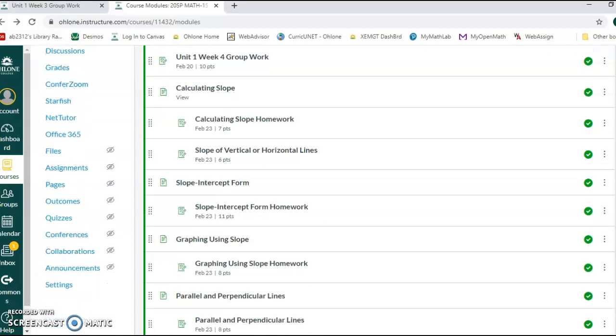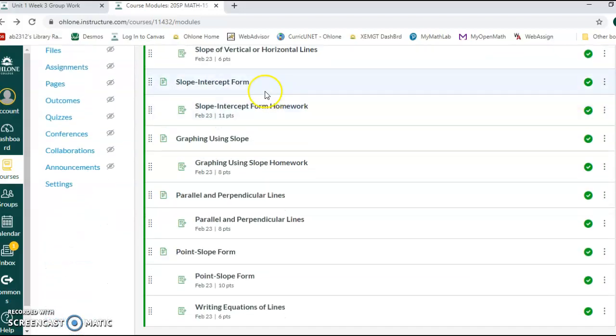You'll also look this week at writing the equations of lines, and that can be done one of two ways. One is through slope-intercept form. The other is through point-slope form. They're different, and they each have value in different situations. And so I would encourage you to make sure that you understand both and can do both effectively.